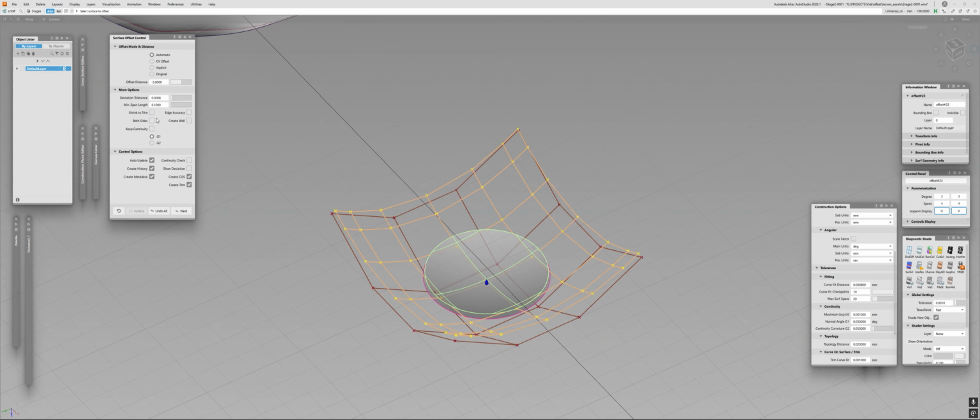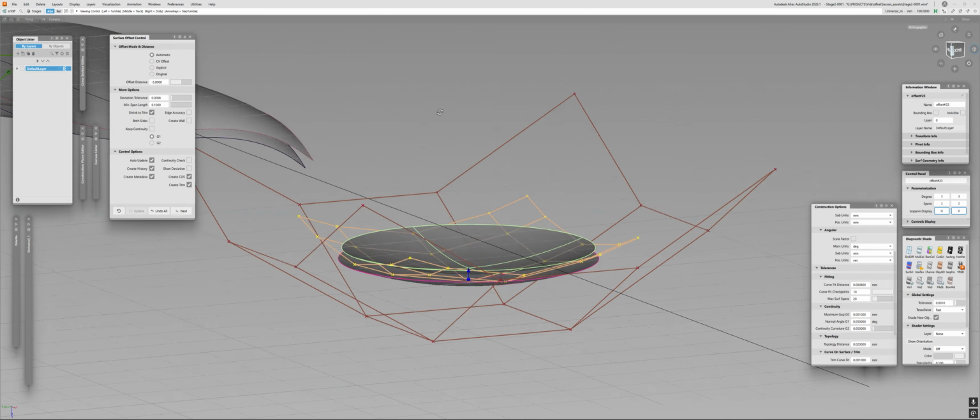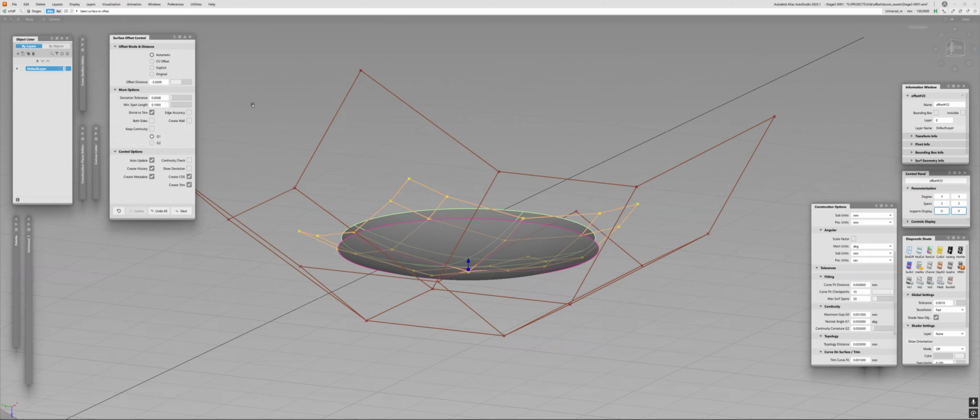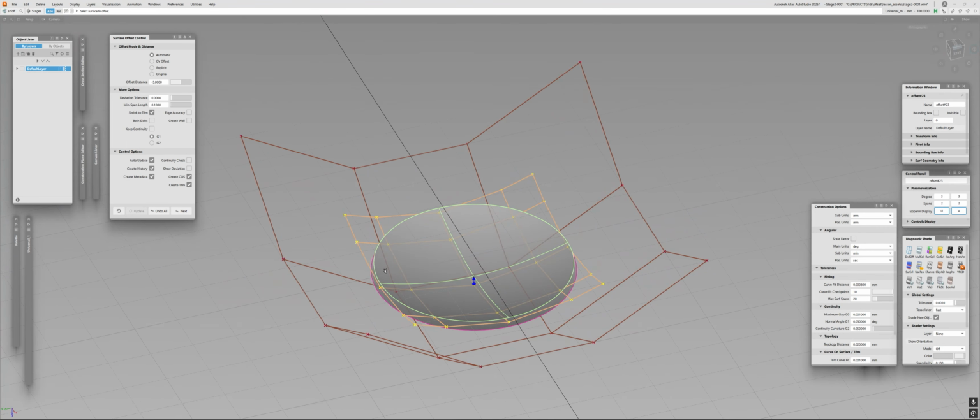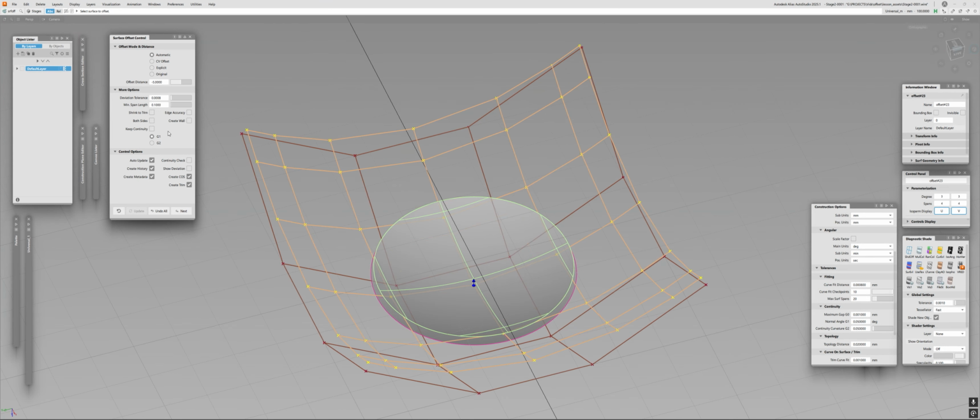Probably let's try automatic here. Yeah, here it is. It doesn't always work with the CV offset. Sometimes it does, sometimes it doesn't, but the automatic always does. And you're going to see what happened. Without the shrink to trim, it's big. With shrink to trim, well, now it's small.